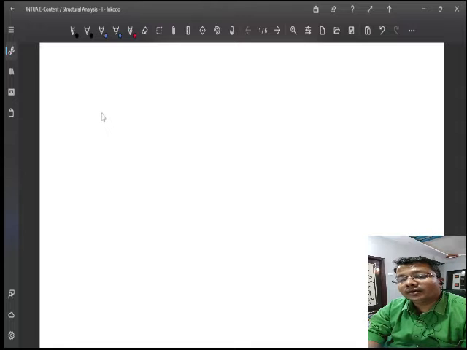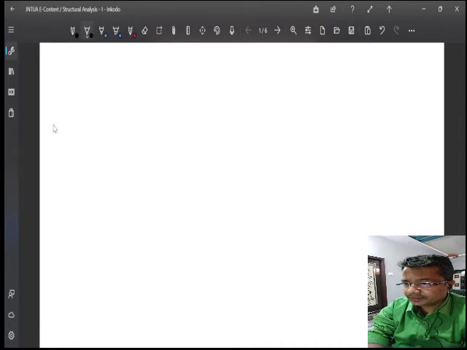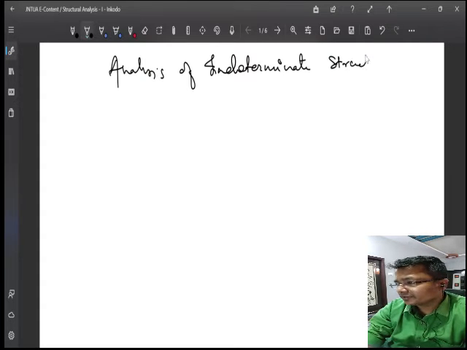We can also say that we can only analyze those structures with some extra equations or extra modifications in order to analyze them. Write the name of the topic, that is analysis of indeterminate structures.